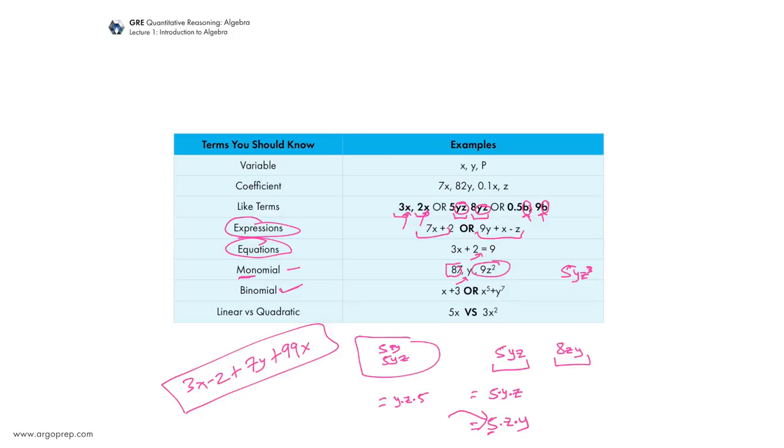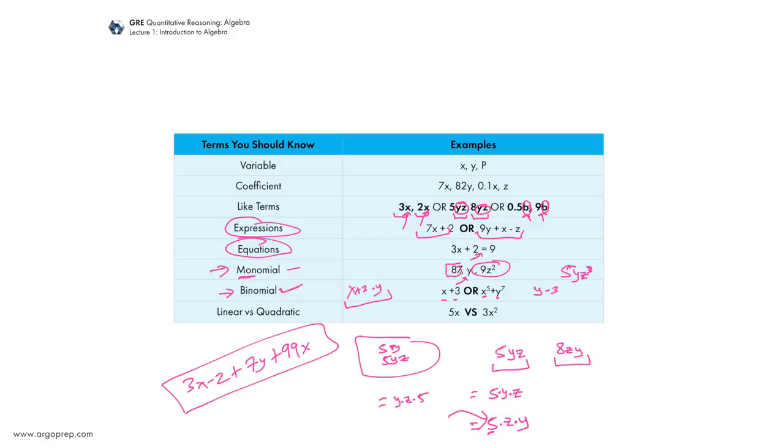A binomial, on the other hand, is when you have 2 terms. So it's x plus 3, or x to the 5th plus y to the 7th, or y minus 3. And so on and so on and so on. And these are going to be very important. Please know these terms, be familiar with these terms. Obviously, a trinomial would be 3 terms, so it would be something like x plus 3 minus y. This over here would be a trinomial.